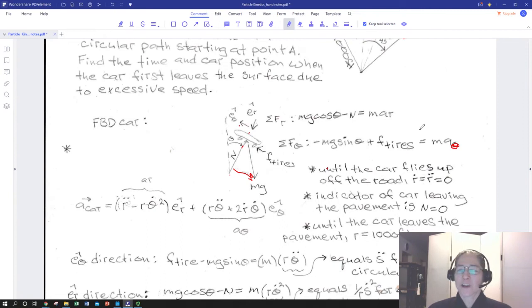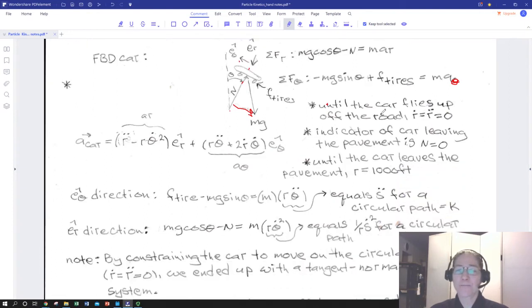There are my expressions for total force, and I've kind of snuck in Newton's second law, reminding me to equate these to the mass times the magnitude of the acceleration in those directions. Okay, and I've put a few notes to myself, just reminding myself of what's going on.